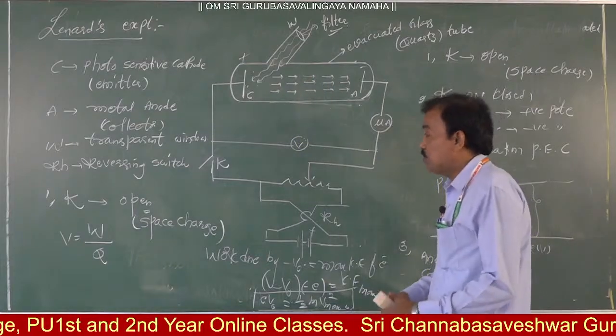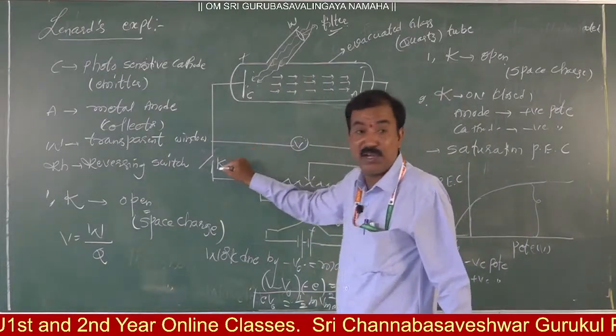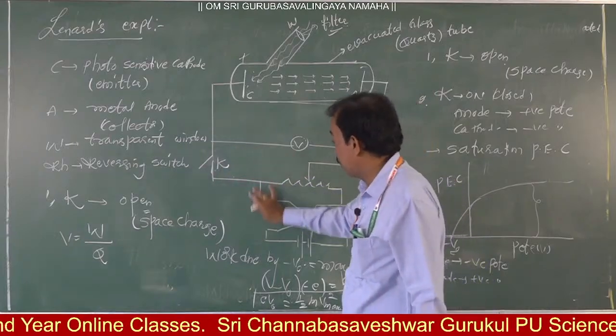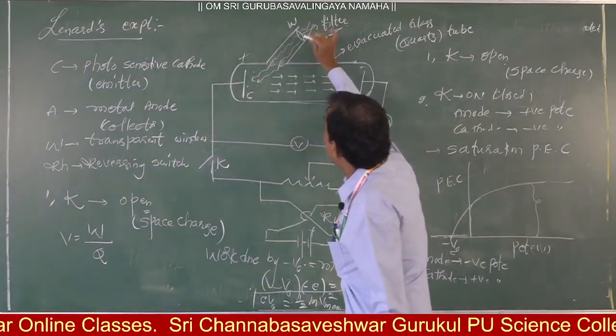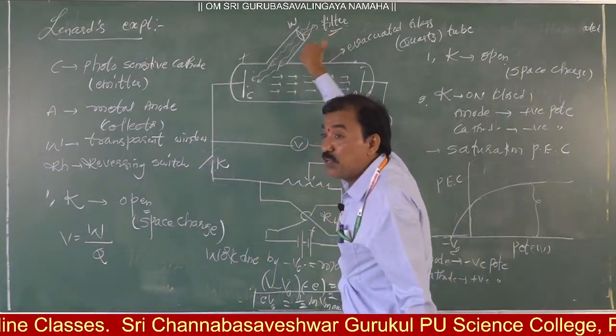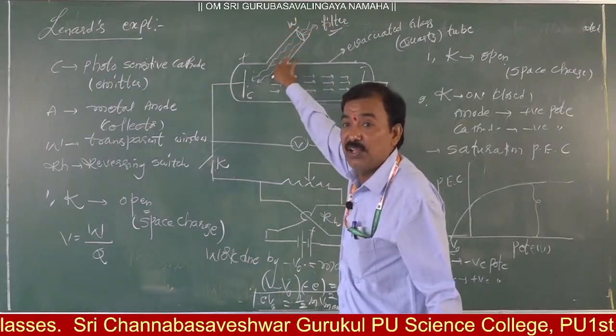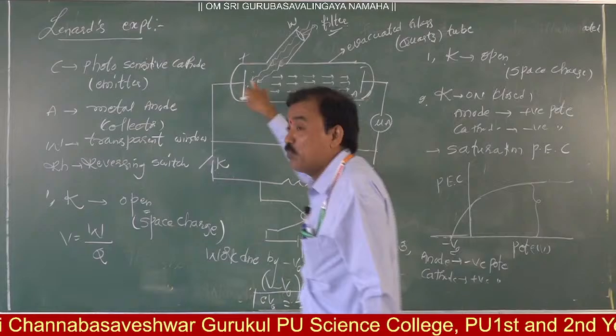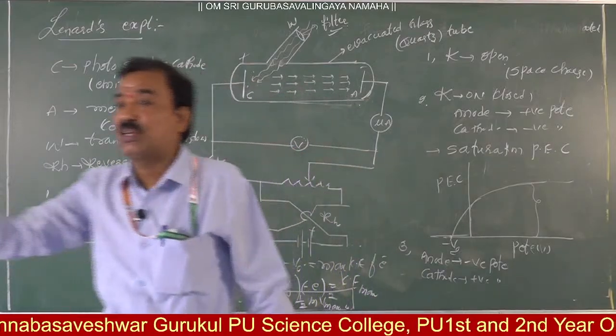What happens? This one. That means the key K is open here. So K is open means what? This is not there only. What happens here? Whenever light of suitable frequency is incident on this electrode, electrons are ejected.